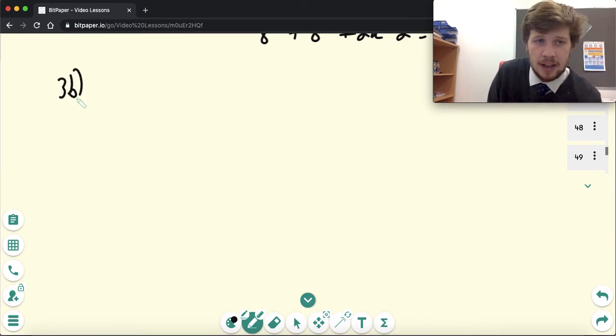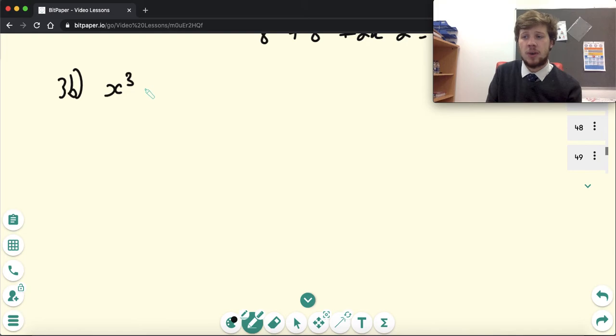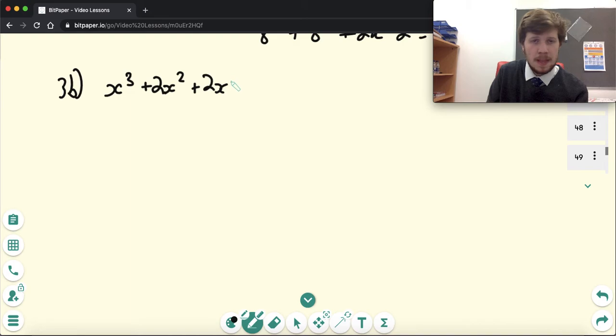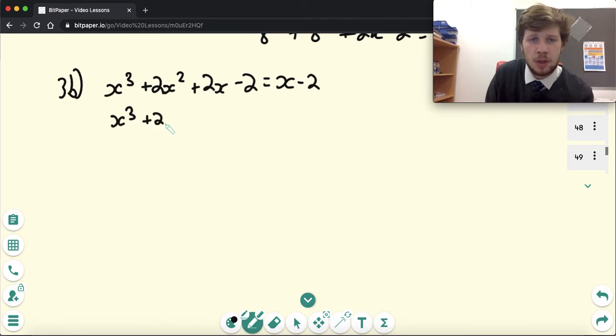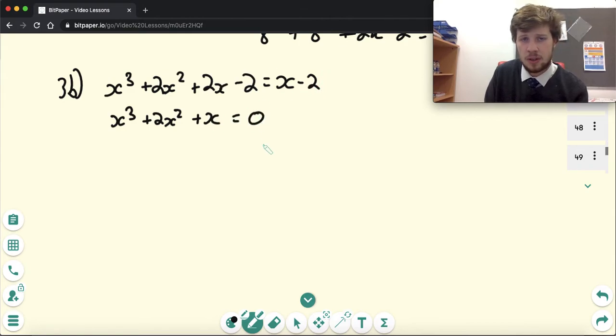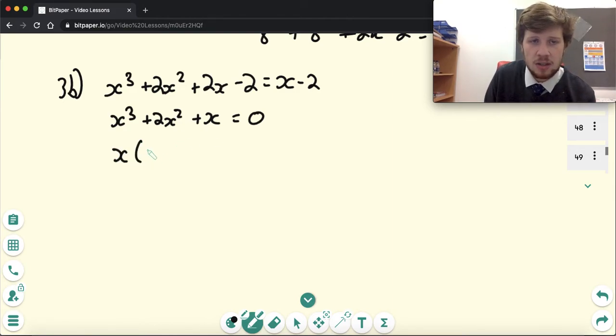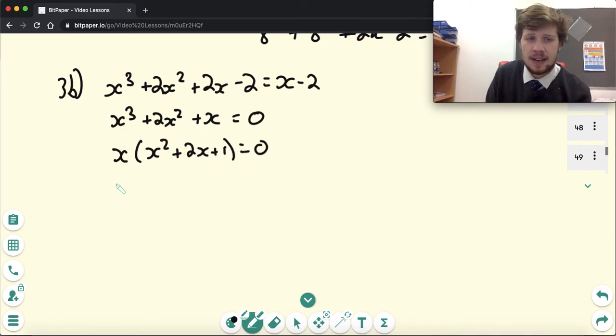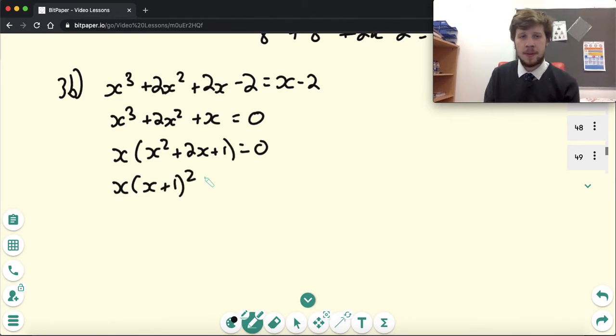So for 3b, I'm going to set my equations equal to each other. So x cubed plus 2x squared plus 2x take away 2, and that's going to be equal to x take away 2. Then from here, I'm going to rearrange to get x cubed plus 2x squared plus x, and then add 2 is going to equal 0 because they cancel each other out. Factorising, I end up with x lots of x squared plus 2x plus 1. And here I've got x lots of x plus 1 squared equals 0.